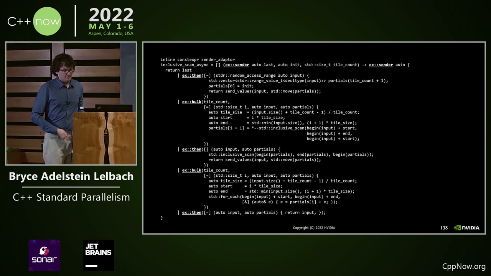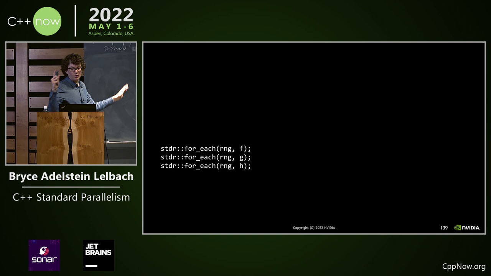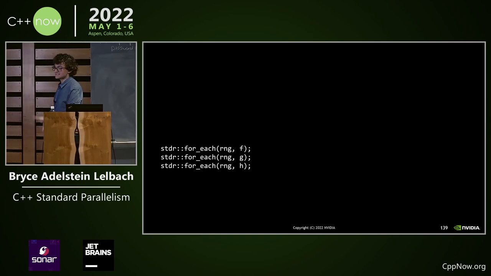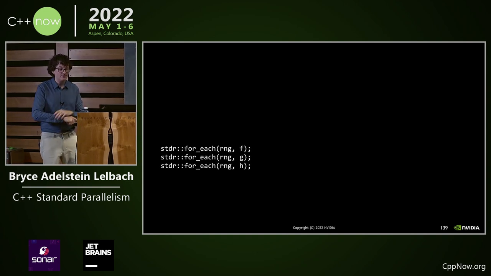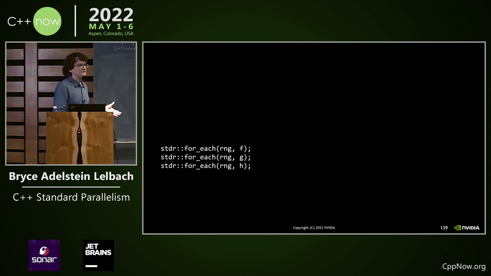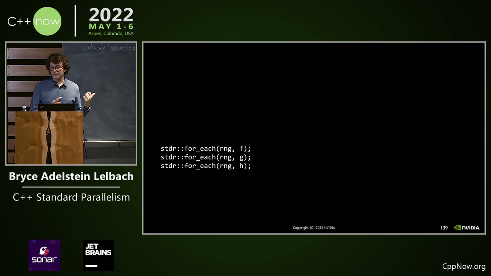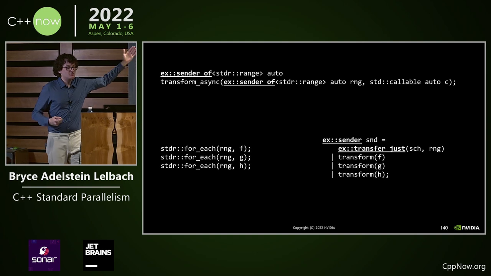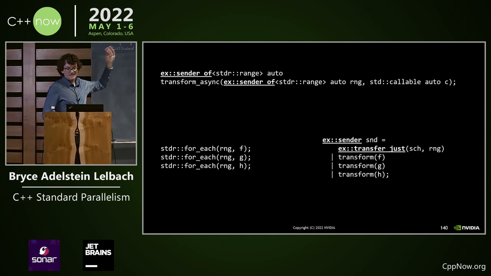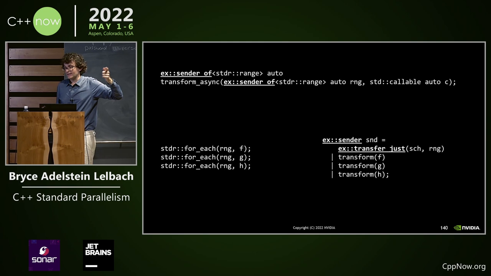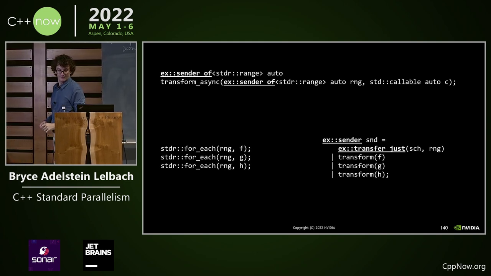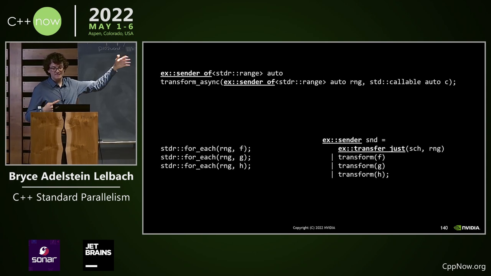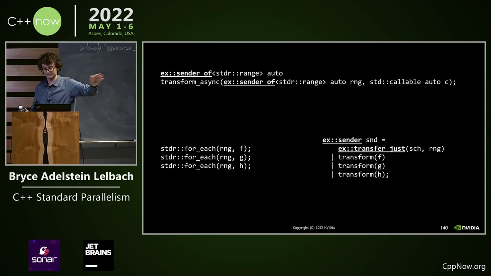Okay. So we can imagine that we're going to have a whole set of asynchronous parallel algorithms based on senders and ranges. The design space for these interfaces is still pretty open. It's straightforward for some common cases, like a series of for eaches over the same sequence. We could imagine having an in-place transform async, which takes a sender of ranges and a callable, and returns a sender of a range. And then it's easy to rewrite that series of synchronous for eaches into a lazy asynchronous operation with transform async.